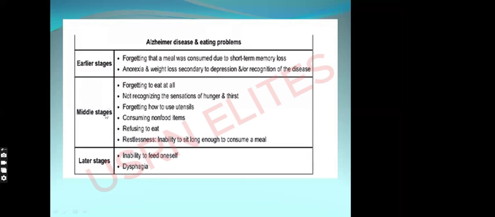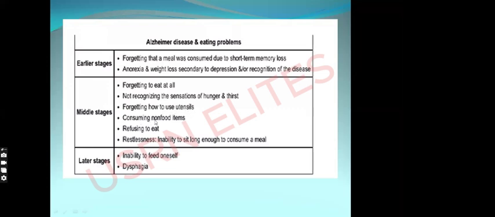So you see, as it gets to the later stage, the patient gets worse. Over here, patients forget to even eat at all. Then not recognizing the sensations of hunger and thirst. So if you don't plan their meals and serve them as such, they will lose weight massively. Forgetting how to use utensils. They can't even use a common spoon and fork.